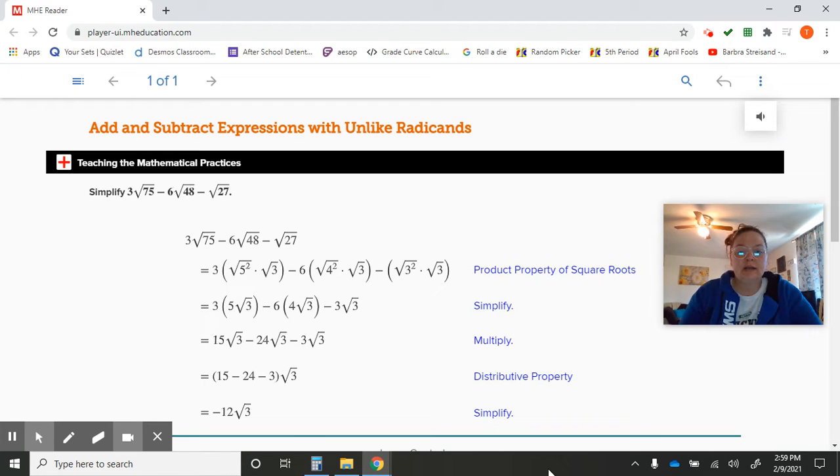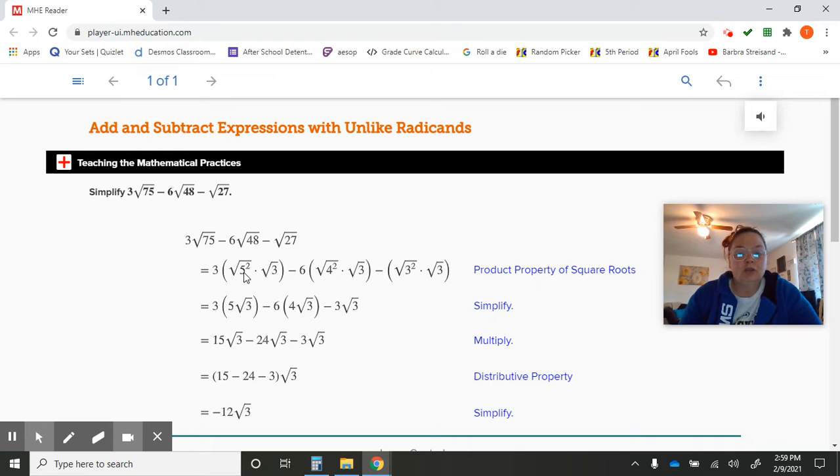Okay, let's add and subtract expressions with unlike radicands. So we have the expression here, 3 times the square root of 75 minus 6 times the square root of 48 minus the square root of 27. So the first thing we're going to do is use the product property of square roots to simplify the square root of 75, the square root of 48, and the square root of 27.